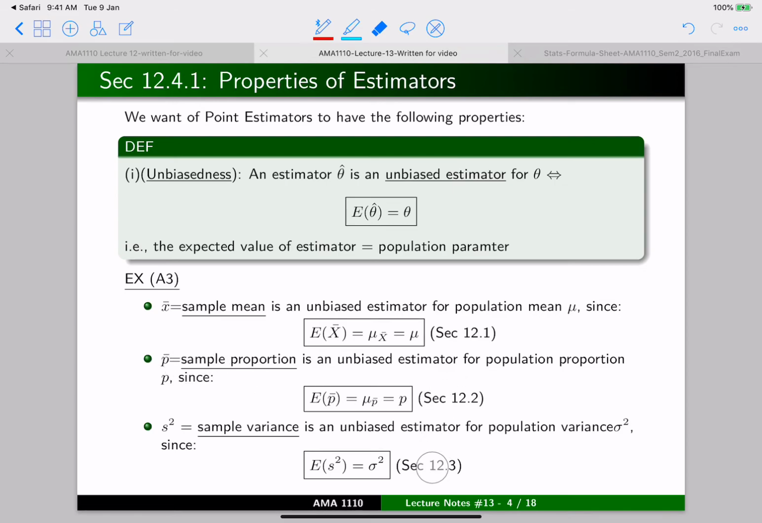And we briefly went over 12.2 and 12.3, but we know that for the sample proportion statistic, with its sampling distribution of sample proportions, the mean or expected value of the sample proportion distribution is just equal to the population proportion. And similarly, the sample variance statistic is an unbiased estimator for the population variance. The mean or expected value of the sample variance distribution is given by the population variance.